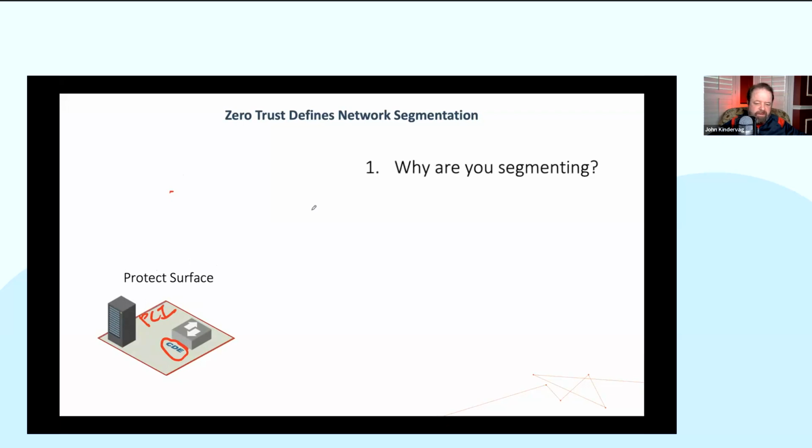Now, once we do that, we know why we are segmenting. Not so many leaders say, "Oh, I get it. We didn't know why our segmentation project failed because we didn't know why we were doing it." Right? We were doing it to buy the technology, but not to actually protect something. And again, the only reason to segment is to protect something.